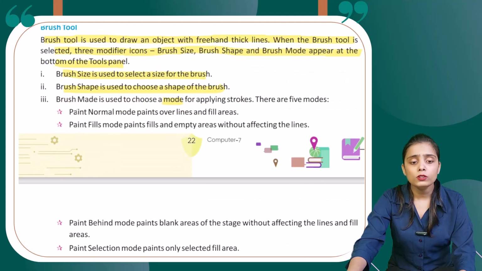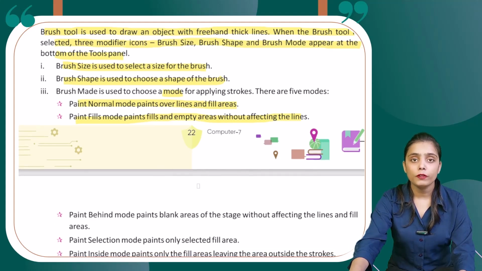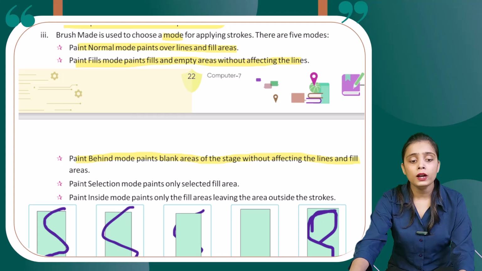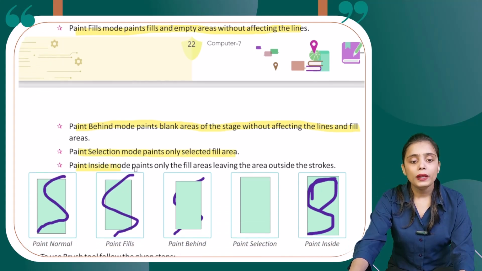There are 5 modes. Paint normal mode paints over line and fill areas. Paint fill mode paints fill and empty areas without affecting the lines. Paint behind mode paints the blank area of the stage without affecting the lines and fill areas. Paint selection mode paints only the selected fill area. Paint inside mode paints only the fill area, leaving the outside of the stroke.